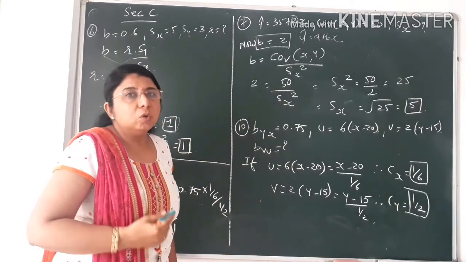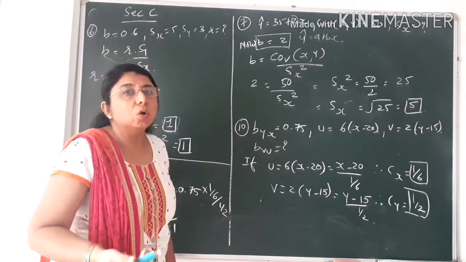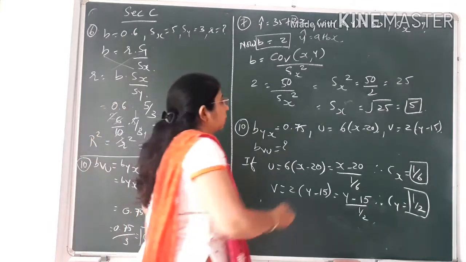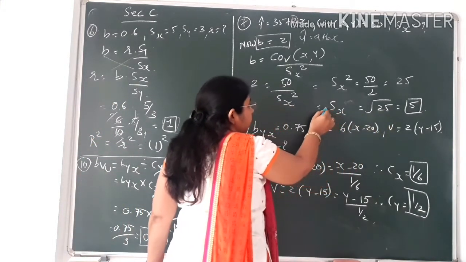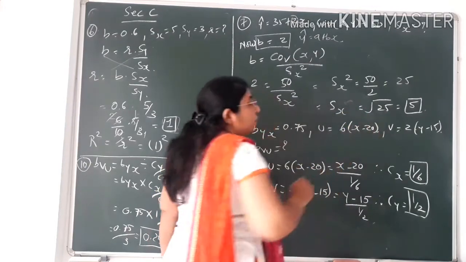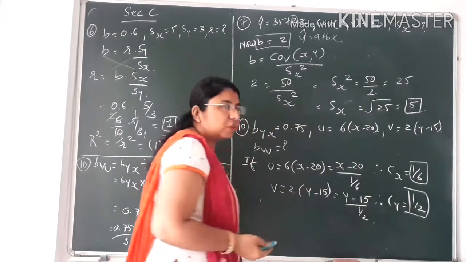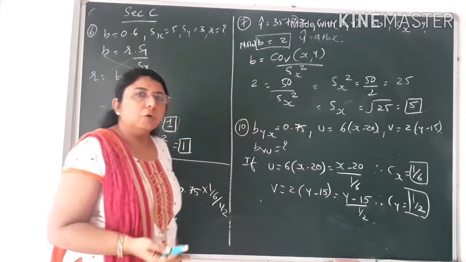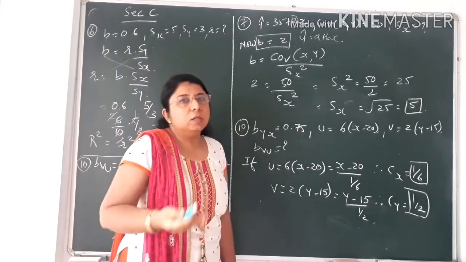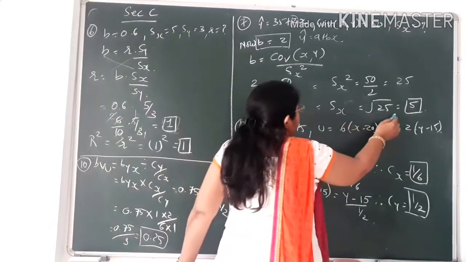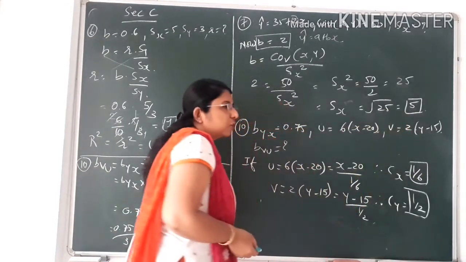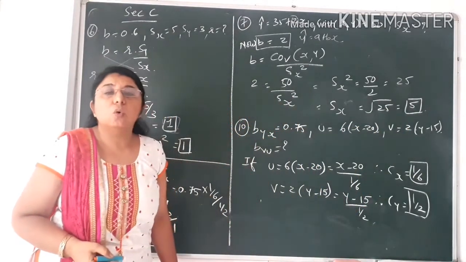Now to remove the square, we'll take the root on the right hand side. So sx is equal to root of 25. Over here the square will be removed, so on the other side it will become root. You know, in lower standards you have already studied that in order to remove the square from one side, on the other side it will become the root. So root of 25 would come to 5. So the value of standard deviation of x would come to 5.